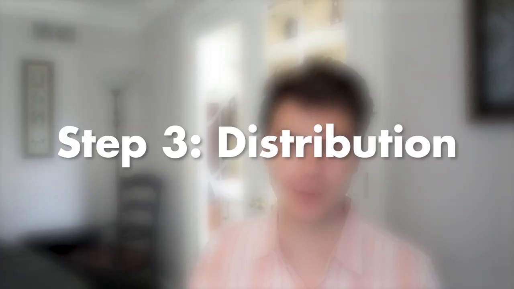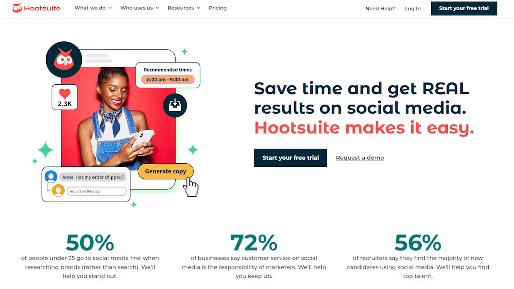And now for step 3. Distribution. So now that you have your content to post, you need to post it on social media. You can use tools like Hootsuite and Buffer, which allow you to automatically schedule videos and content to go up on all social media platforms at once. This makes it easy to batch a bunch of content and then have it automatically post without you having to manage everything on a daily basis.